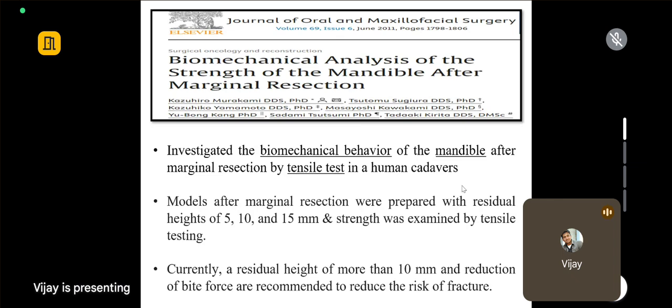This study by Murakami et al., published in the Journal of Oral Maxillofacial Surgery, is a biomechanical analysis of the strength of the mandible after marginal resection. They investigated the biomechanical behavior of the mandible after marginal resection by tensile test in human cadavers. Models after marginal resections were prepared with residual heights of 5, 10, and 50 millimeters, and strength was examined by tensile testing. They concluded that a residual height of 10 mm or more, and reduction of bite force, are recommended to reduce the risk of fractures.